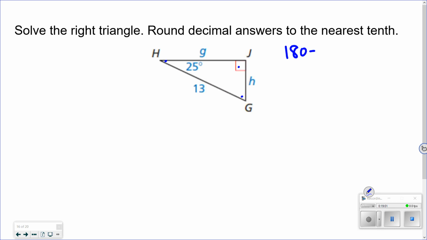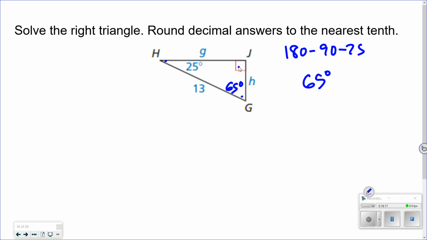So 180 minus 90 minus 25. So we plug that in our calculator or our brain. I'm pretty sure it comes out to be 65 degrees. And that's going to go right there. So I know all my angles now. So all I have left is find side G and H.